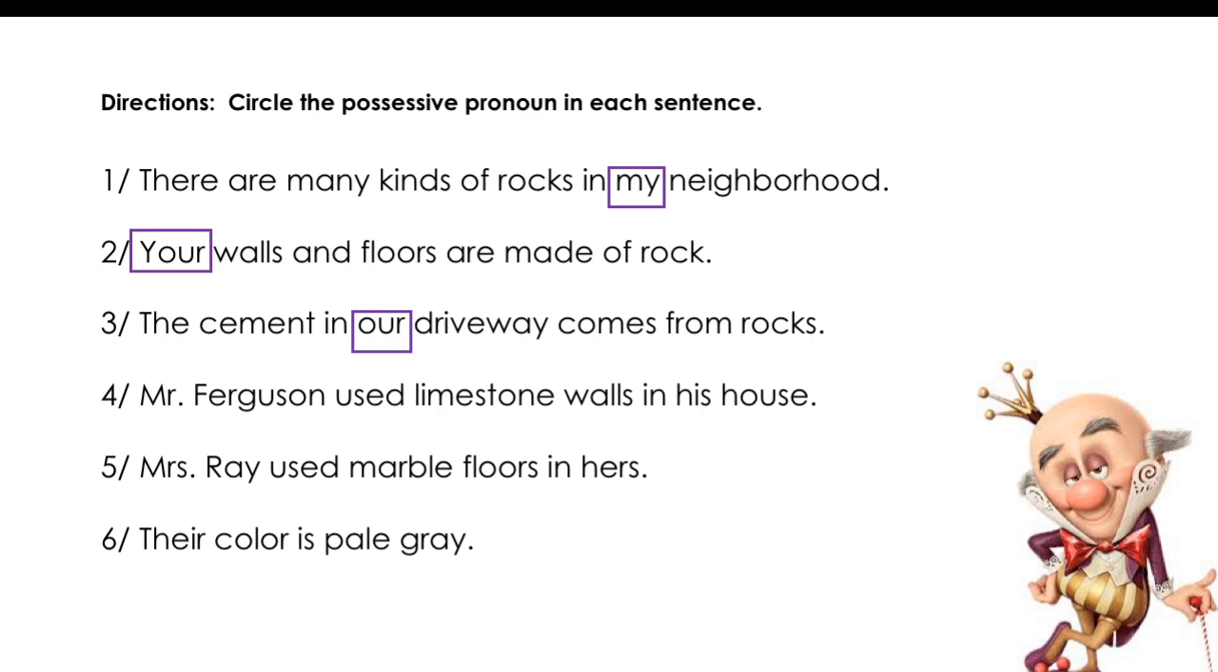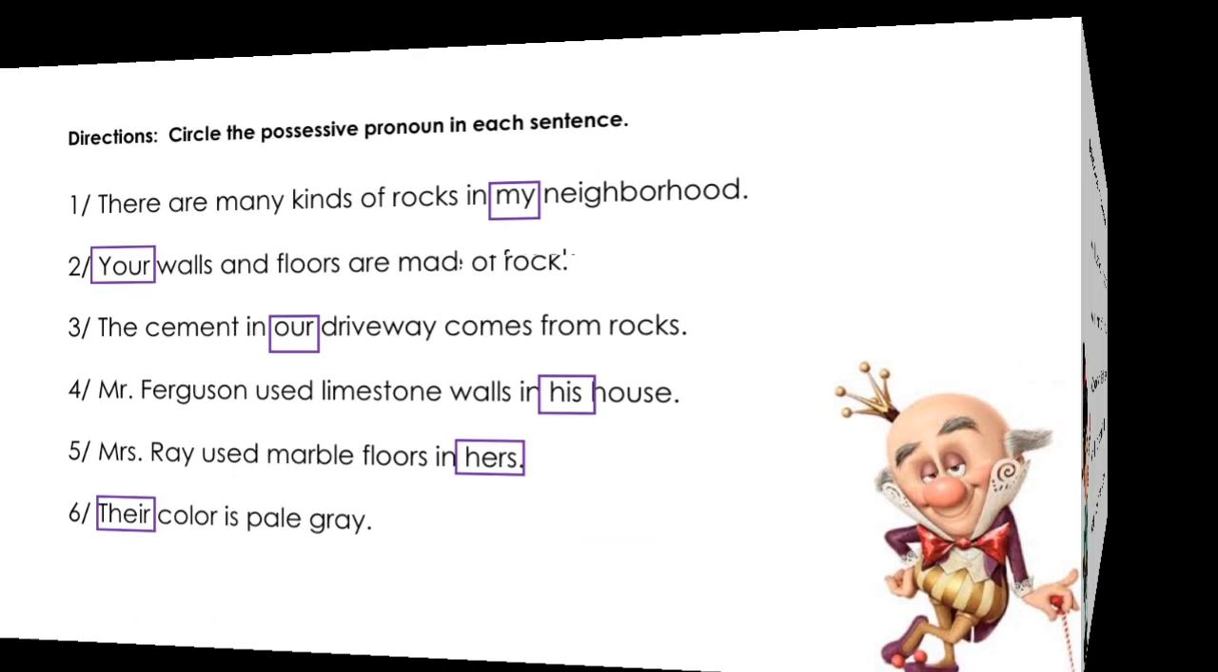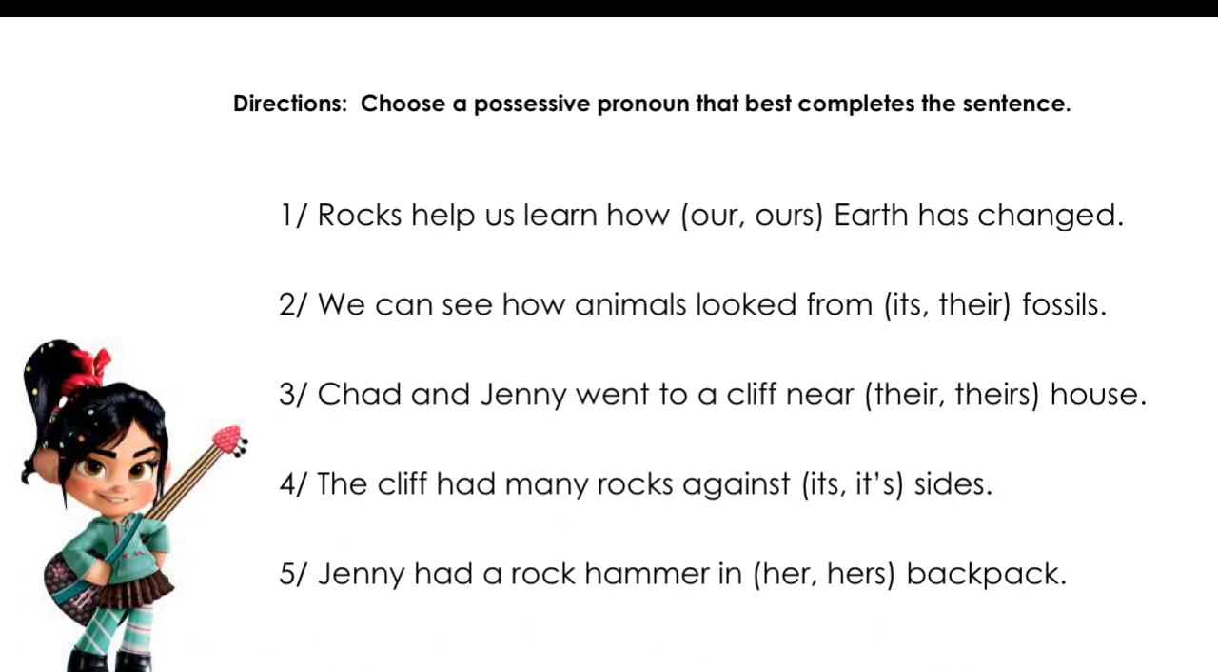Mr. Ferguson used limestone walls in his house. Where is the pronoun? His. Mrs. Ray used marble floors in hers. Where is the possessive pronoun? Hers. Their color is pale gray. Where is the possessive pronoun? Their.